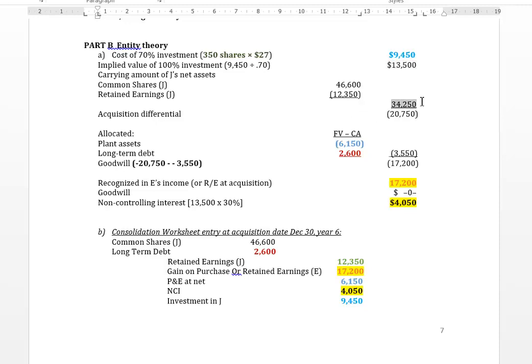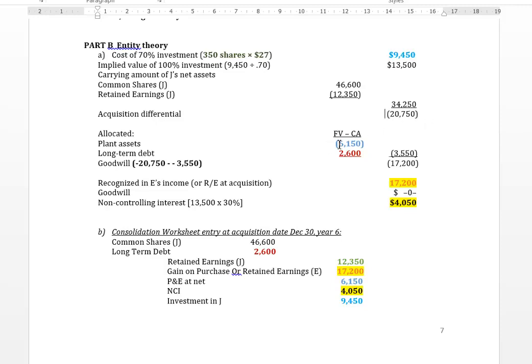We got the book value of net assets at $34,250, and again we get that by looking at the common shares and retained earnings of J, and don't forget the retained earnings of J was a deficit, right? $34,250. So the implied value of what we control, less the carrying value, means that we've got a negative acquisition differential. That doesn't mean that we necessarily have negative goodwill. In this case, we happen to, but you don't have to. Let's see how that acquisition differential, which is negative $20,750, was allocated.